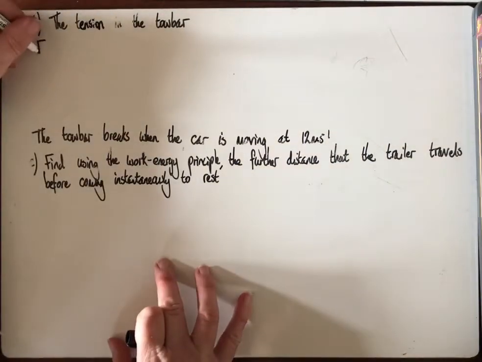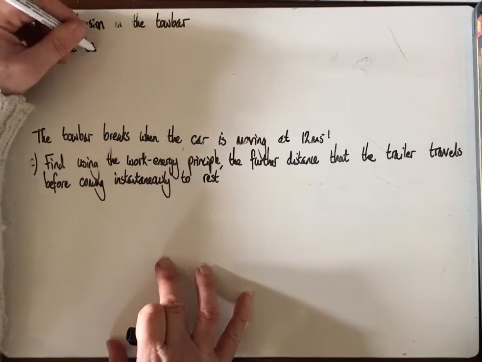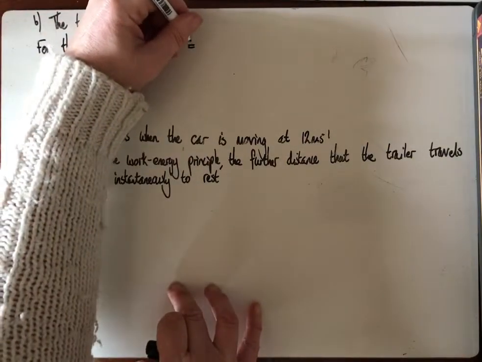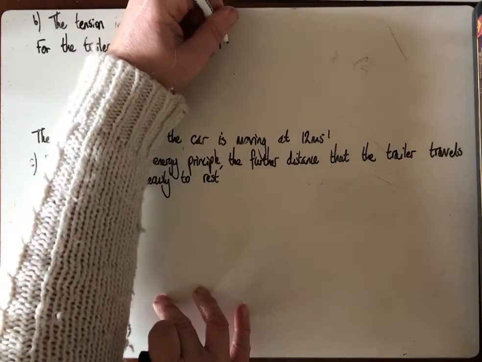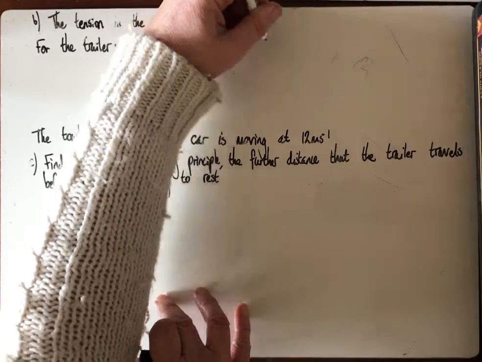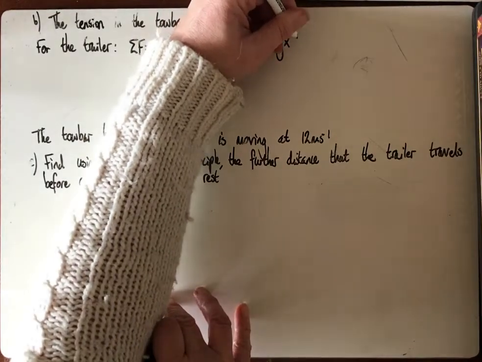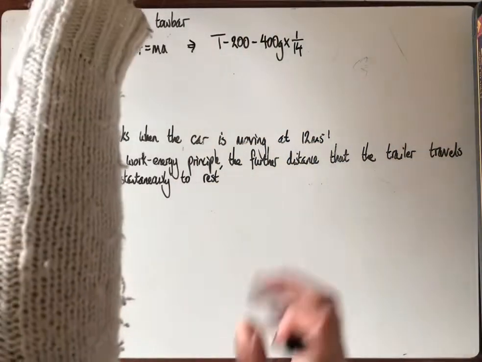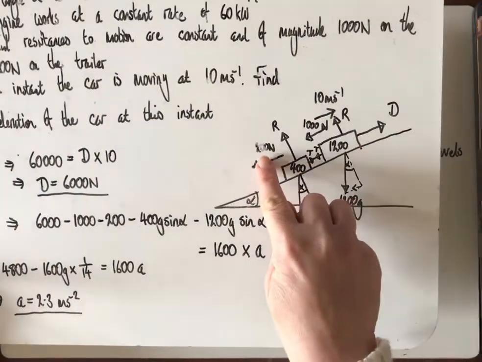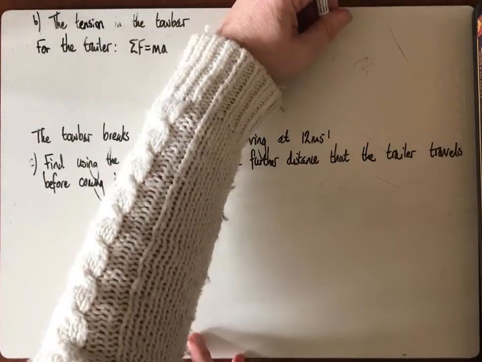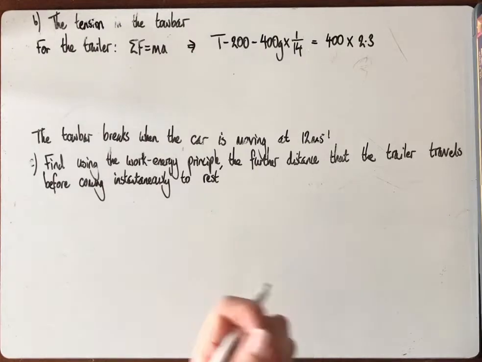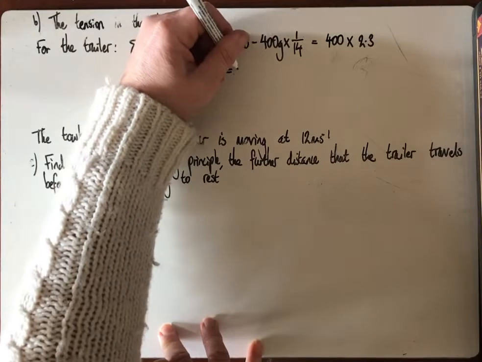So for the trailer, F equals ma. So we've got the tension going up the slope minus 200 resistance to motion minus 400 G sine alpha, which is the resistance to motion from gravitational forces. So that's resolving all the forces acting on the trailer. So we've got T minus 200 minus 400 G sine alpha, and that's equal to the mass of the trailer times the acceleration, which is 2.3. And if you pop that into a calculator, you end up with the tension in the tow bar equaling 1,400 newtons.